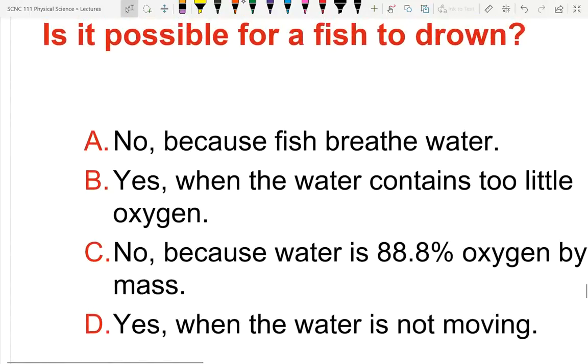I don't know why this question comes here, but I kept it because I like it. Is it possible for a fish to drown? I know this seems like a biology question, doesn't it? Oh, it's not allowing you to answer. Now it's allowing you to answer. Sorry about that.